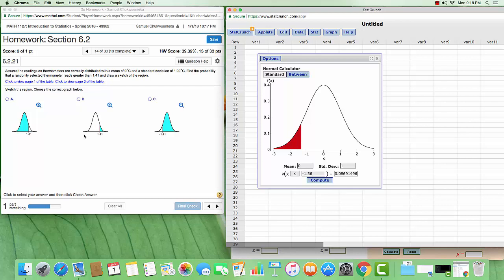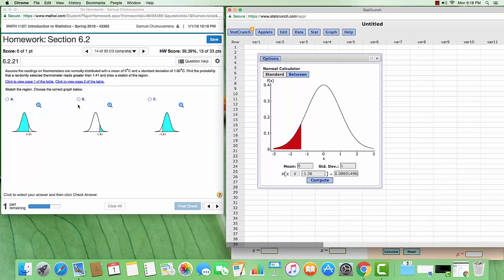Okay, does that make sense? So just take note of that. At the center, the mean is 0, the z-score is 0, but to the right, the z-scores are positive. To the left of that center, the z-scores are negative. But the areas or the probabilities are always positive, always. So take note of that.